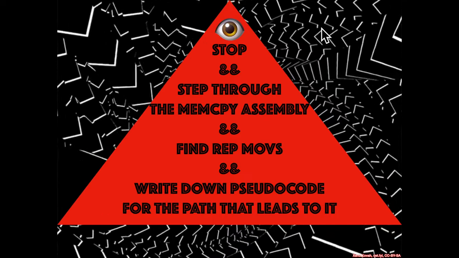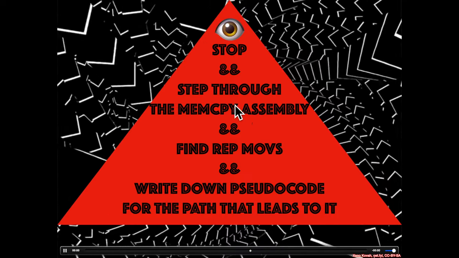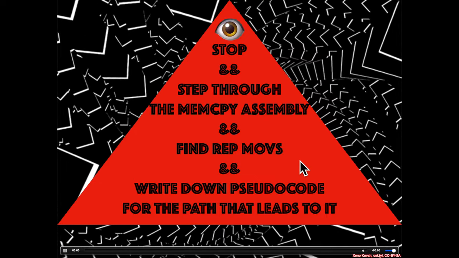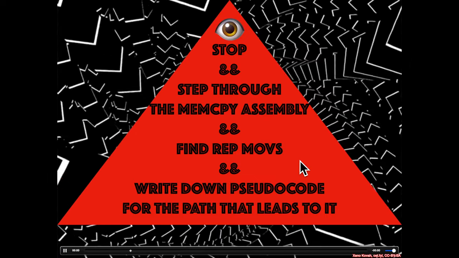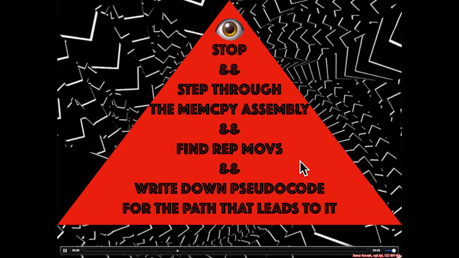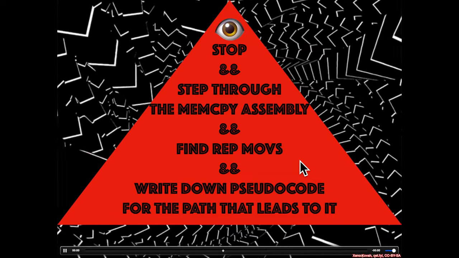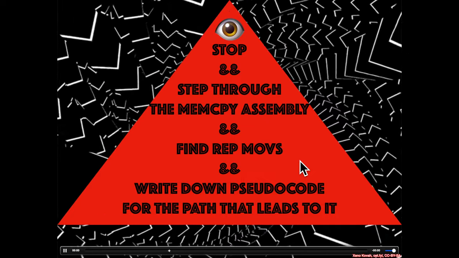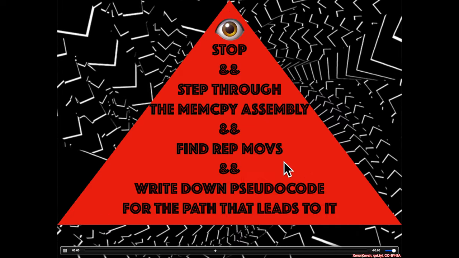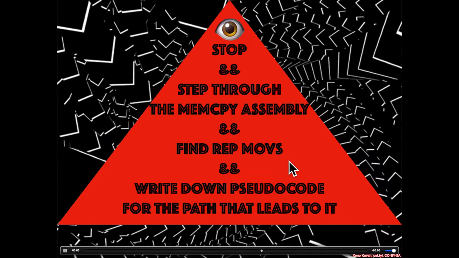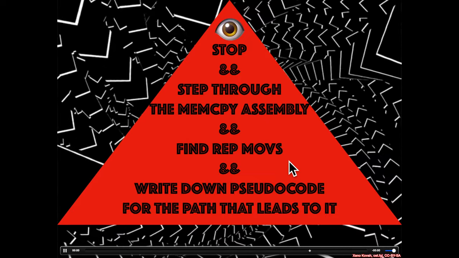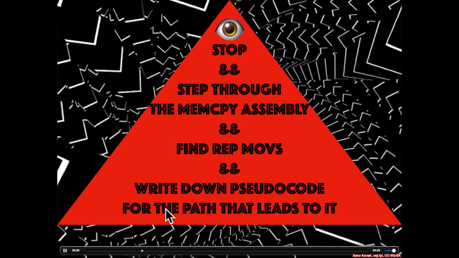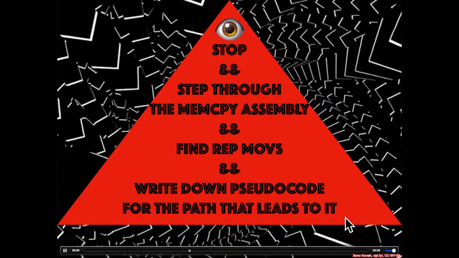So, what I need you to do is stop, step through the memcpy assembly, and find the rep MOVS. Now, in particular, you're definitely going to need to modify the struct in order to force the memcpy assembly down the right path that ultimately leads you to rep MOVS. And to make it even more challenging, when you finally find the rep MOVS, I want you to write down pseudocode for the path that leads to it.